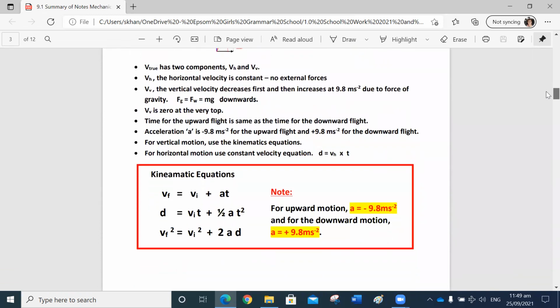And remember, for upward motion, acceleration is negative 9.8, and for the downward motion of the ball, the acceleration will be plus 9.8.